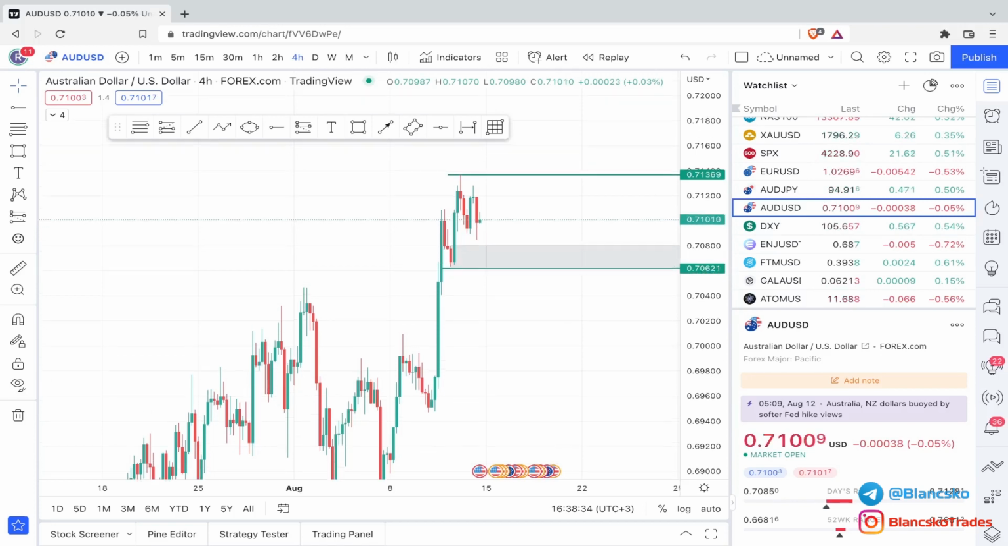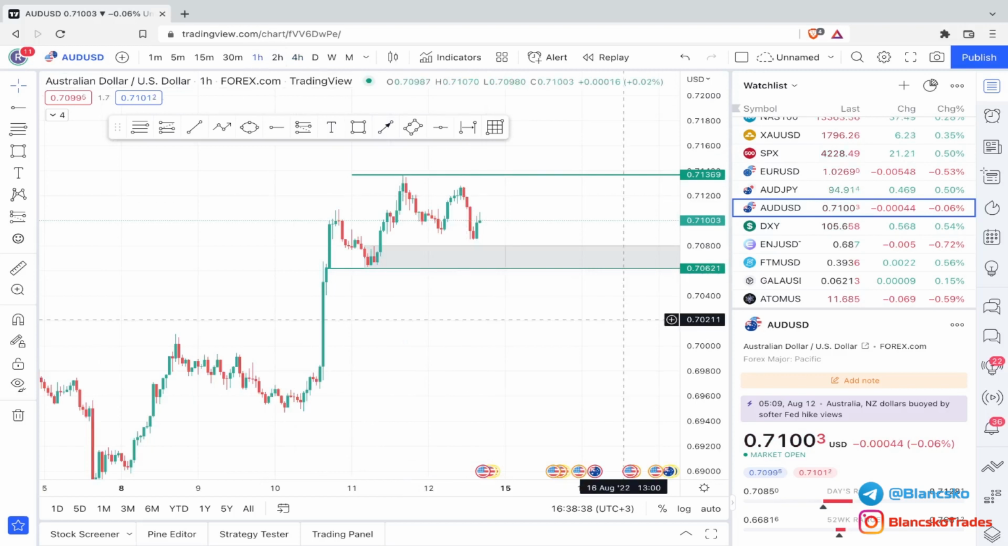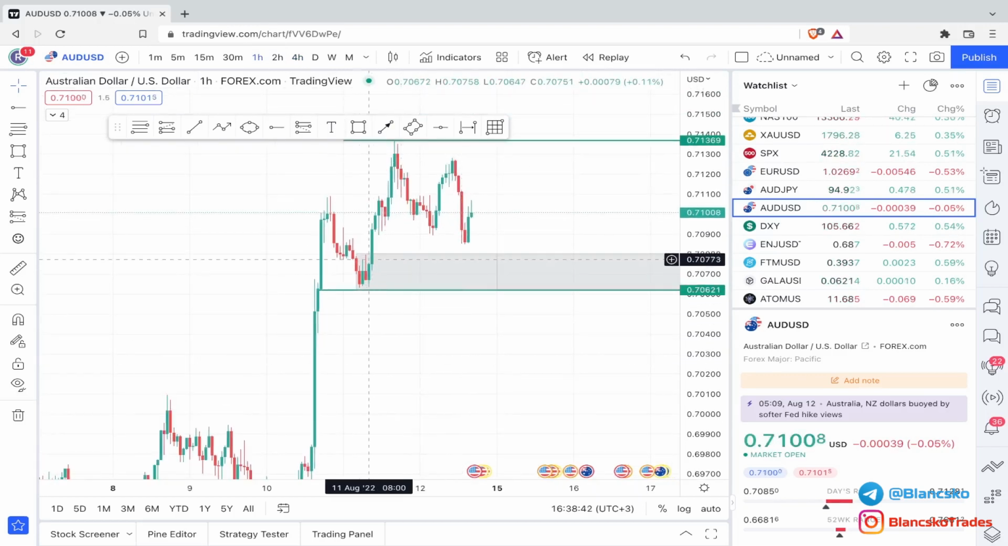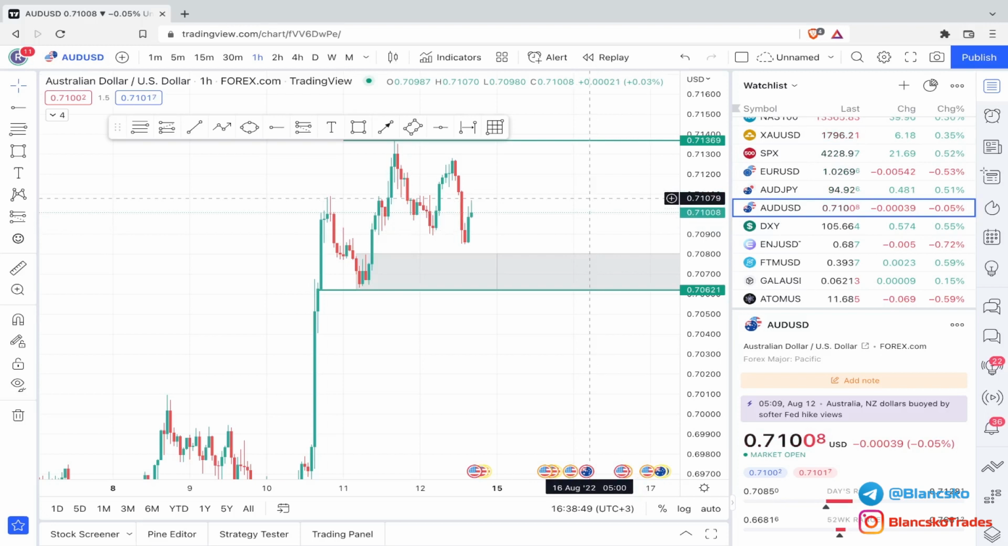Now the second step is I need to go on the H1 and refine it. Can I refine it? Well, I cannot refine it because as you can see, it's this candle right here and it's pretty much the same exact zone. All right, so I cannot refine it.